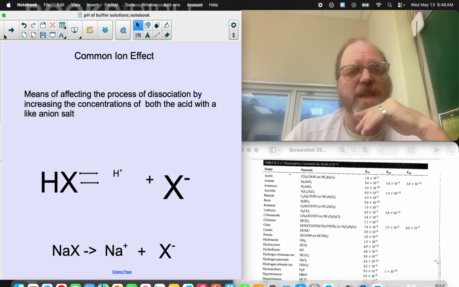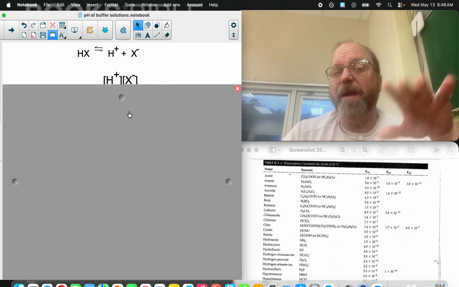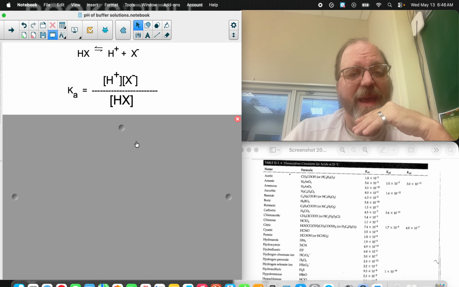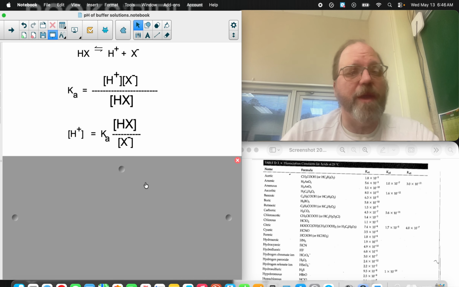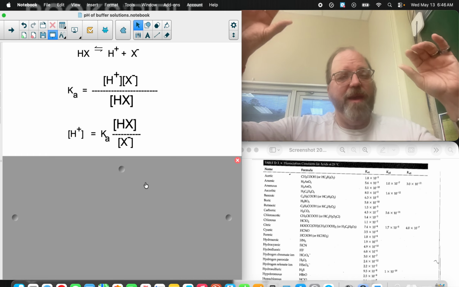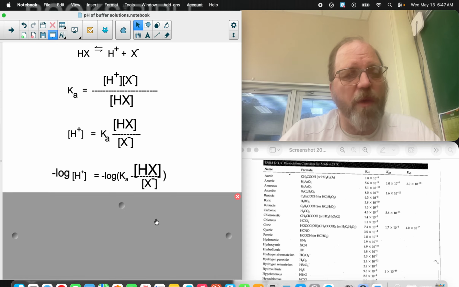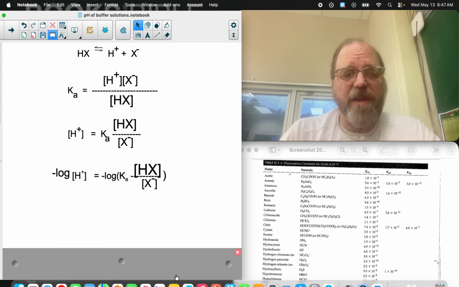Now, the way that we do this is through derivation. So here's my acid dissociation. My Ka is going to be the products over the reactants. Then we're going to rearrange it to solve for the hydrogen ion, so we bring the anion down and the acid up. We then say, okay, if I take the negative log of both sides, I have the negative log of hydrogen ion, which we know is going to give us our pH, and the negative log of the Ka plus the negative log of the acid over the anion.